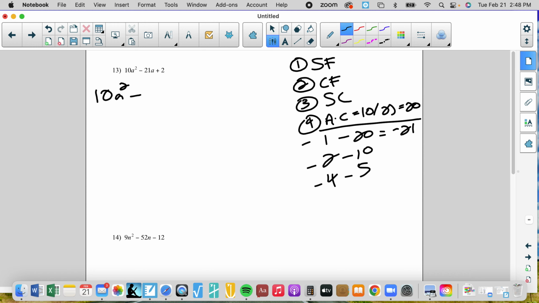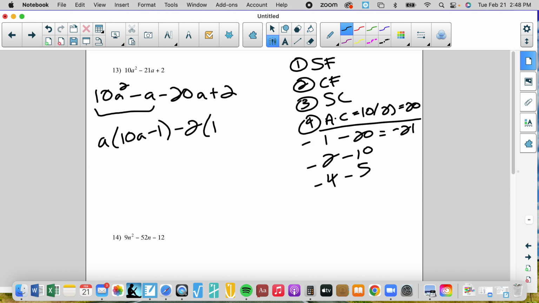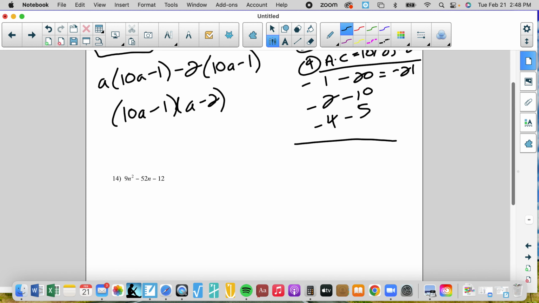10a squared minus a minus 20a plus 2. Factor out an a, I get 10a minus 1. Factor out a negative 2, I get 10a minus 1. 10a minus 1, a minus 2. Can't wait to get to number 17.